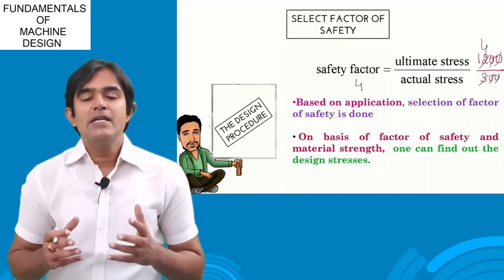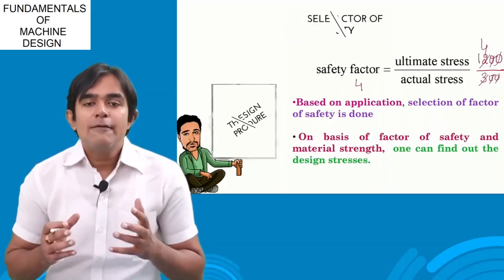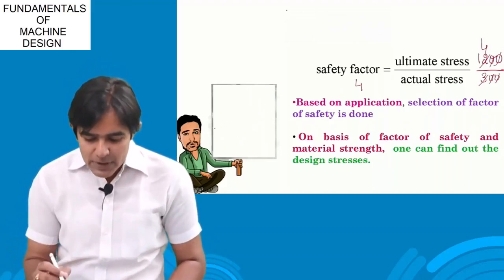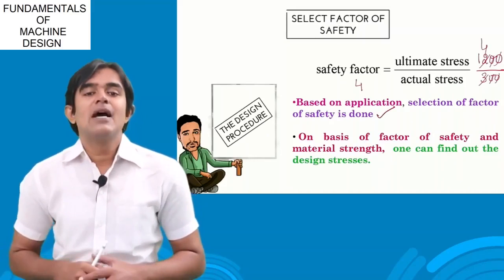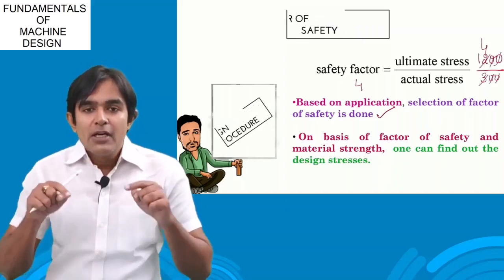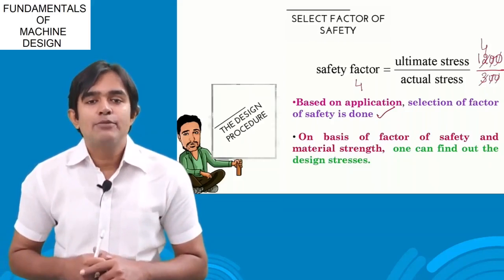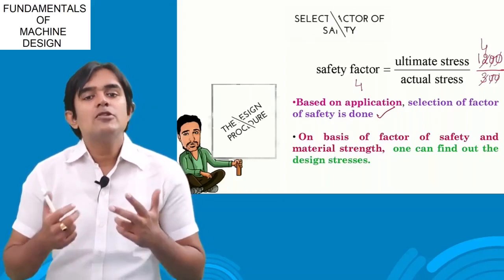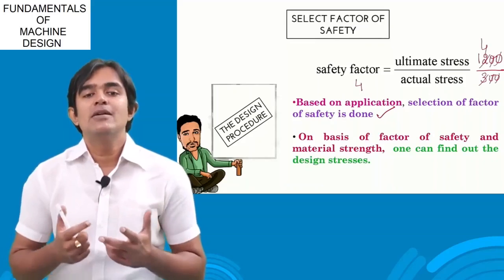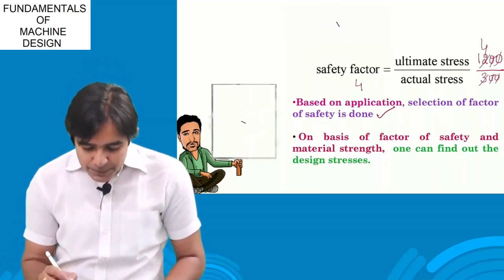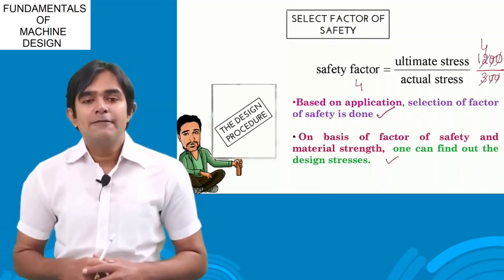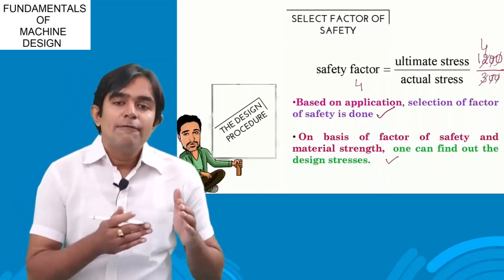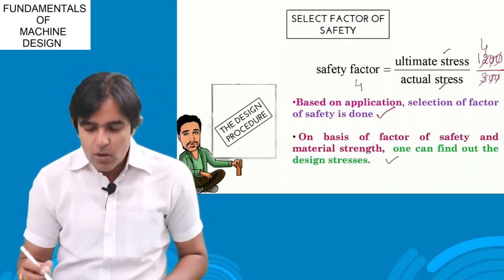So factor of safety is sort of an accommodation so that if some extra load acts, the part should not fail. You can see the factor of safety is decided on the basis of application. So whenever a design engineer is doing the design procedure, he should understand where exactly the part is placed, and on that basis, how much factor of safety he should select. On the basis of factor of safety and material strength, one can decide the design stresses. So it is on the basis of the factor of safety that you can decide what amount of stresses are going to act.